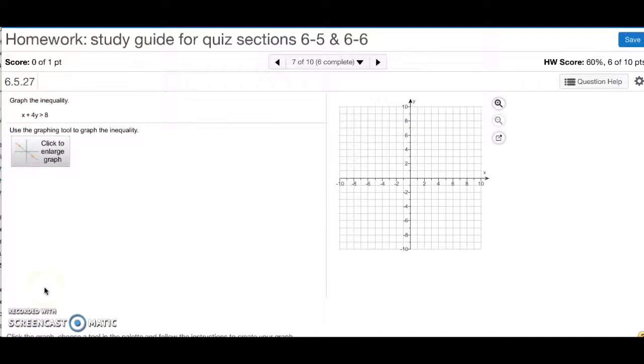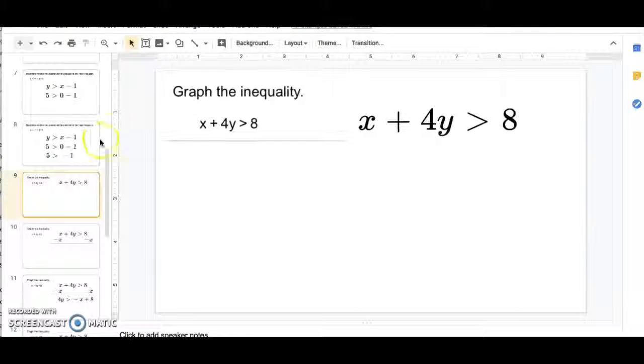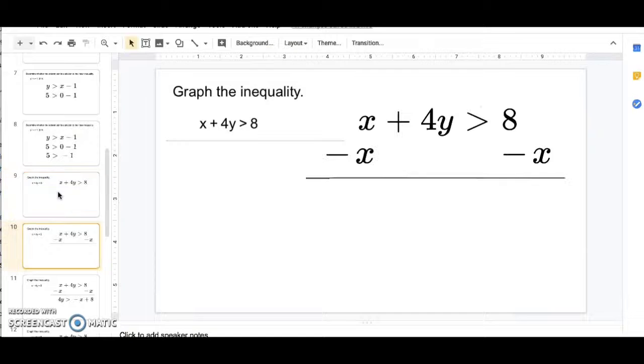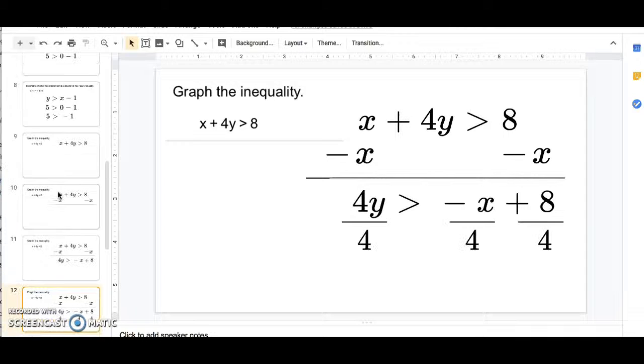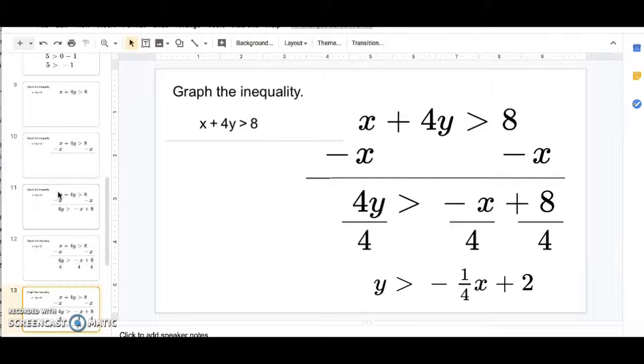Okay, number 7. So we are graphing the inequality x plus 4y is greater than 8. So we need to solve for y first. So let's do that. I'm going to subtract x from both sides. I have 4y is greater than -x plus 8. Then I divide everything by 4, and I'll have y is greater than -1 over 4 x plus 2.